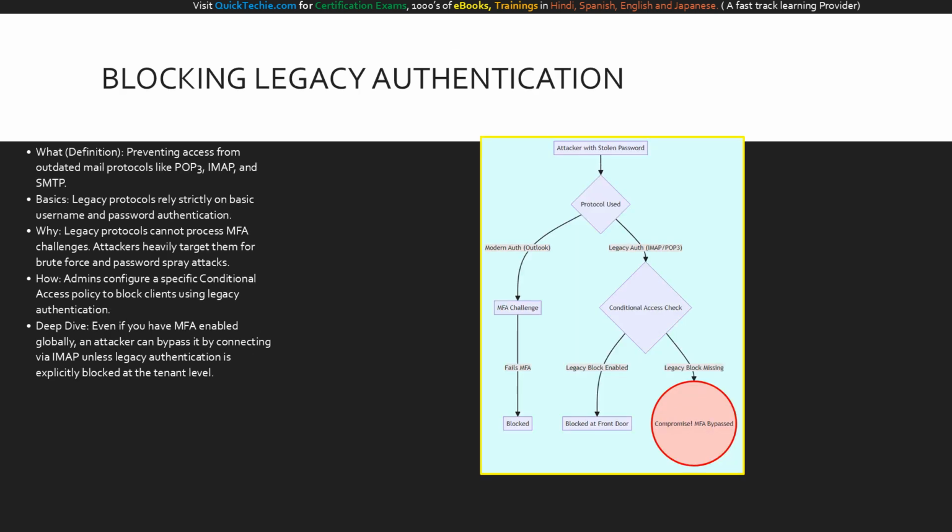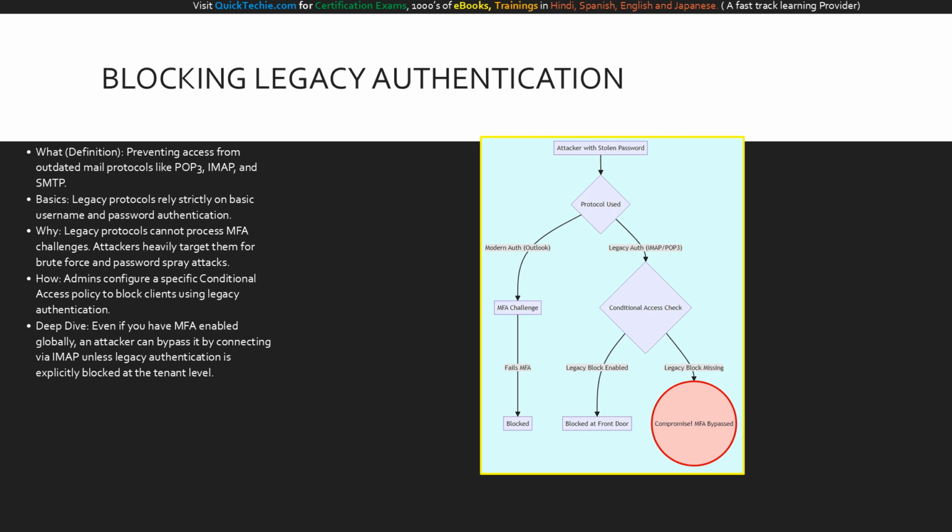To secure your authentication landscape, we have to close the backdoors. The most dangerous backdoor in Microsoft 365 is legacy authentication. Legacy authentication refers to outdated email protocols like POP3, IMAP, and authenticated SMTP.